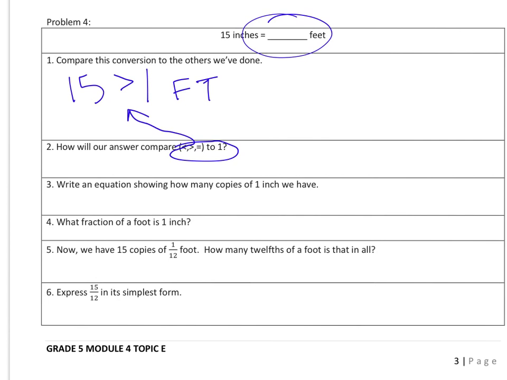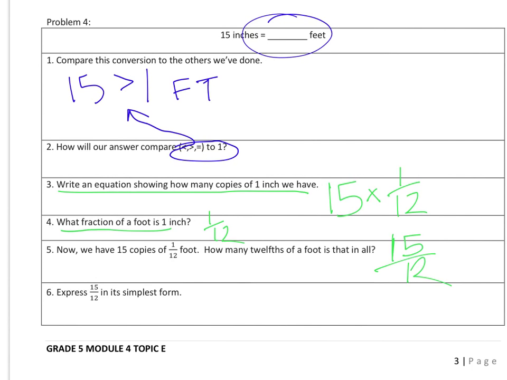So write an equation showing how many copies of 1 inch we have. Well, we have 15 times 1/12. So what fraction of a foot is 1 inch? Well, it's 1/12. So we have 15 copies of 1/12 of a foot for a total of 15/12. Now you've got to express that in its simplest form. So we know 12/12 make 1, so I'm going to take out 12/12 and turn it into a 1. And after I take away the 12/12, I have 3/12 left over.